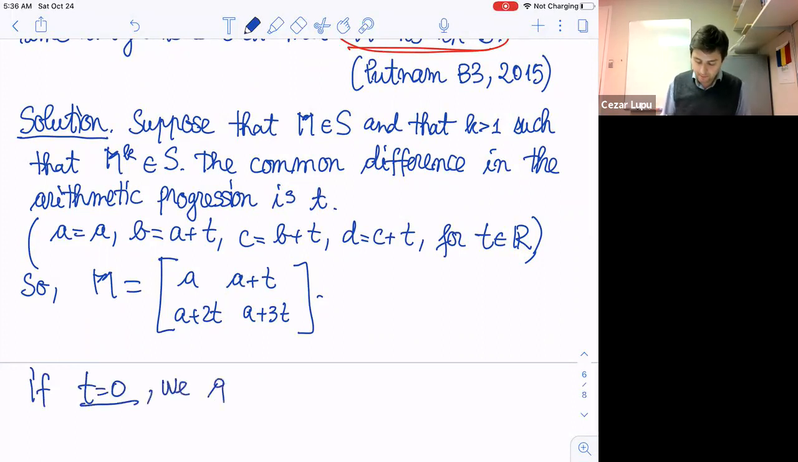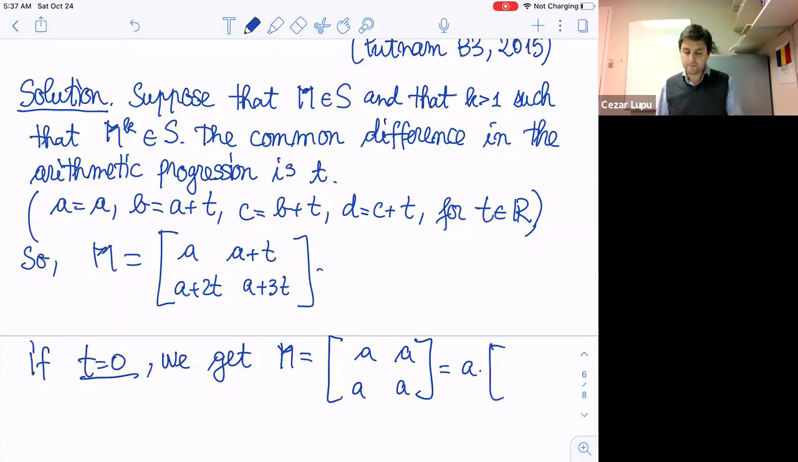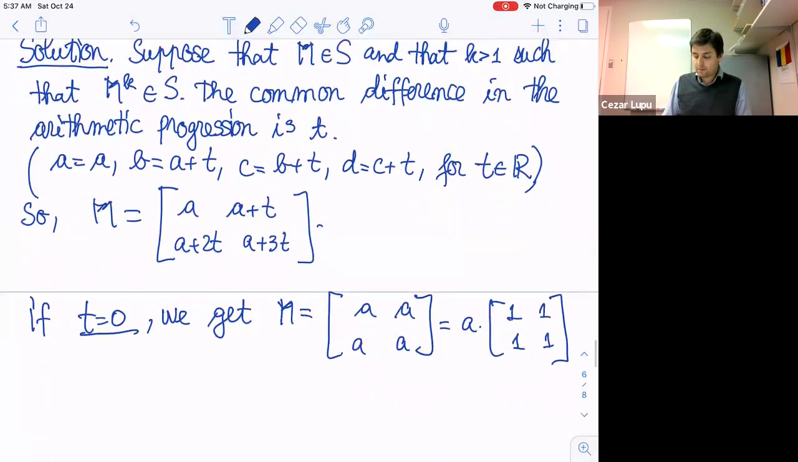We get that M will look like this. So it's a, that's perfect. So all these matrices are just scalar multiples of this matrix, 1, 1, 1, 1. And if you raise to the power k, it will be just the same matrix. So everything will be just a scalar multiple of this, right? All right, let's keep this in mind.